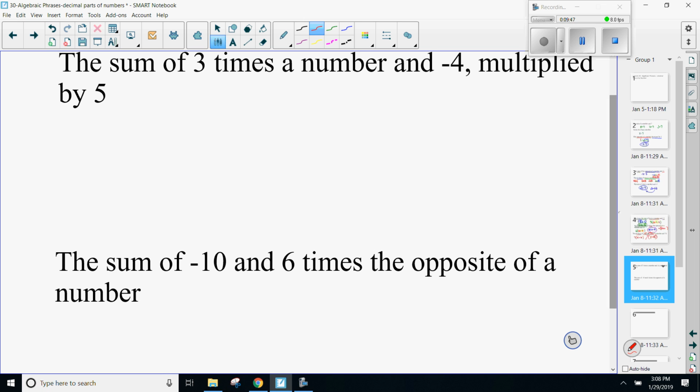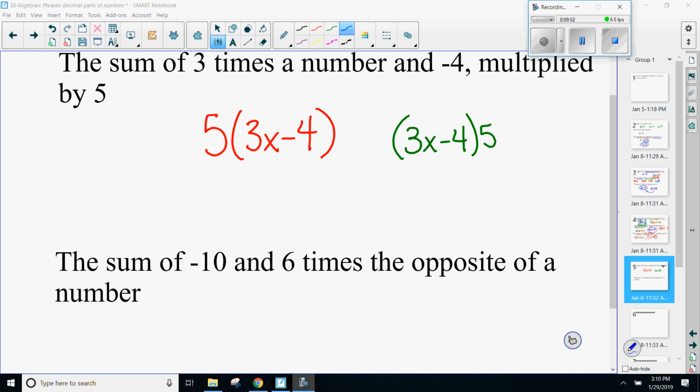If you would like to come to the board, a different person, and write one on the board, the answers in red and green are exactly the same. I think some of you, I heard you say, oh, I got it switched around. It's okay, it's the same answer.